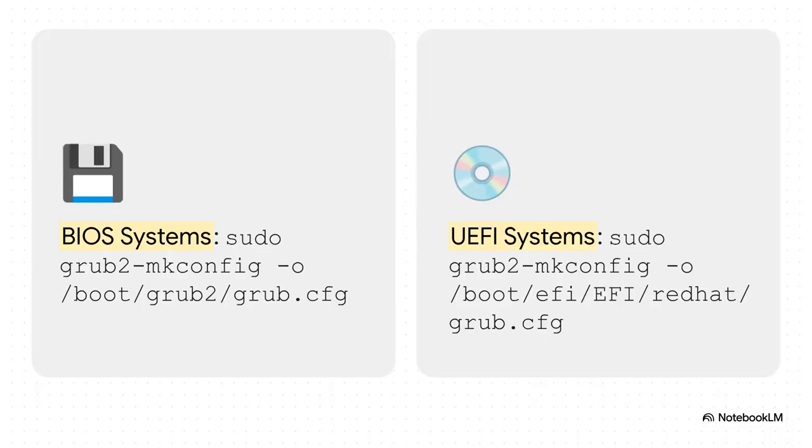Now, once we've told GRUB which entry to use, we have to actually rebuild its configuration file to make that change stick. And this is super important. You have to know if you're on an old BIOS system or a modern UEFI system. The command is the same, but the output path where you save the file is totally different. Get this wrong and it just won't work.